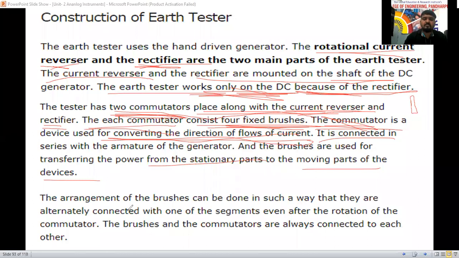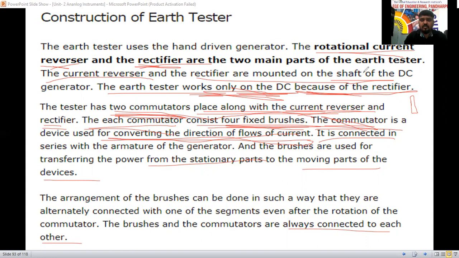So the arrangement of brushes can be done in such a way that they are alternately connected with one of the segments even after rotation of the commutator here. After rotation of the commutator, they can be alternately connected to any segment we choose. So brushes and commutators are always connected to each other here. Now like this, we are going to fix the brushes here. Now the four, my fingers are touching like this, they are going to touch over there here. Now I'll show the diagram for you people here.